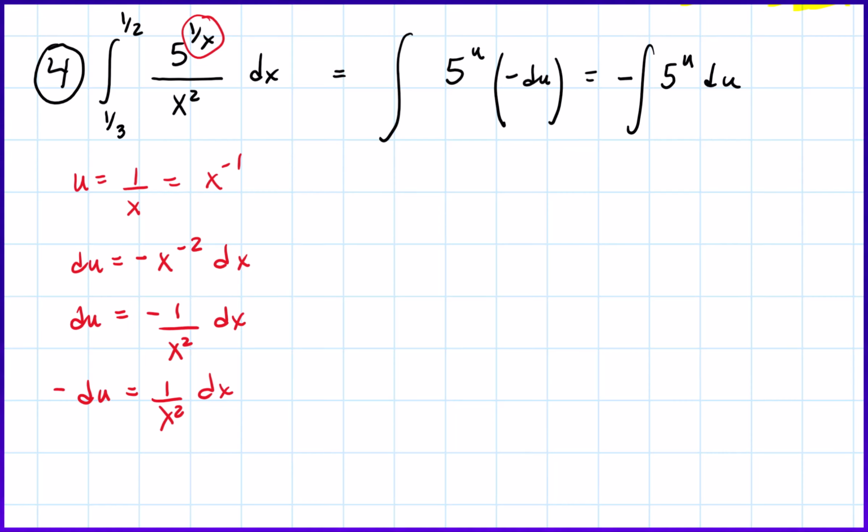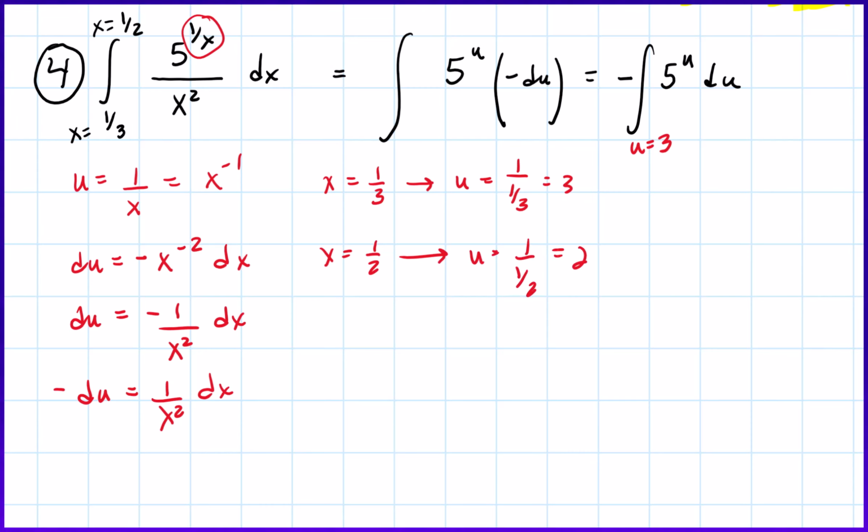Now let's also switch those bounds, same as we did on the previous one. If x is equal to 1/3, then u is equal to 1 over 1/3, which is 3. So the lower bound is u equals 3. And when x equals 1/2, u is 1 over 1/2. Dividing by a fraction is the same as multiplying by the reciprocal, so this upper bound becomes u equals 2.